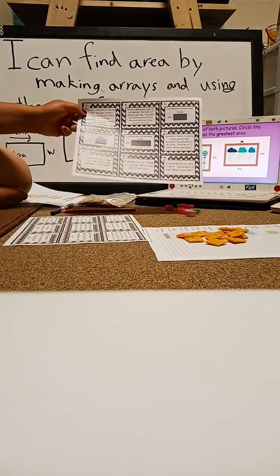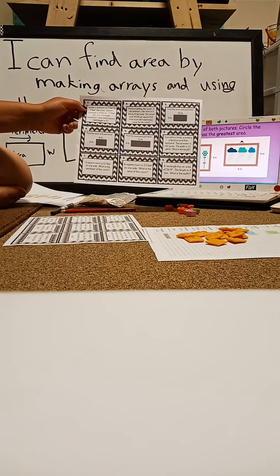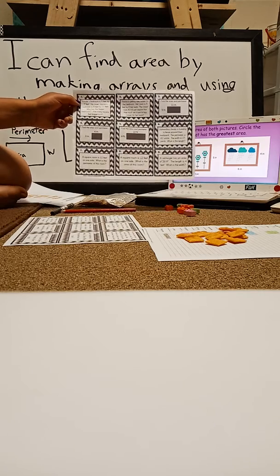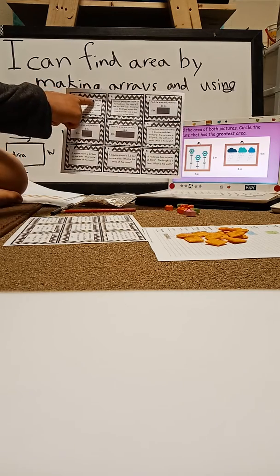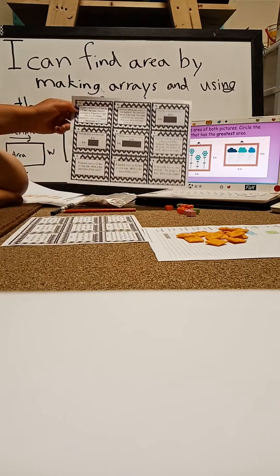I'll help you with this first one. Kelso's bedroom is 9 feet by 7 feet. So then you would draw a rectangle that's 9 by 7. And then you can figure out your area.